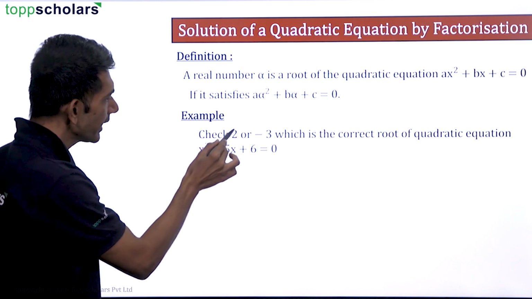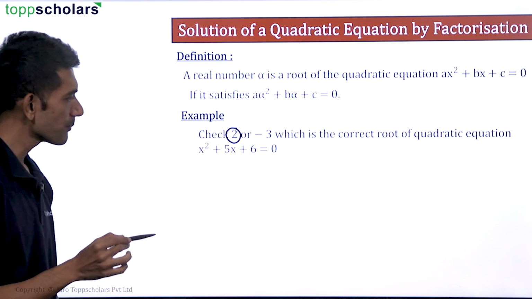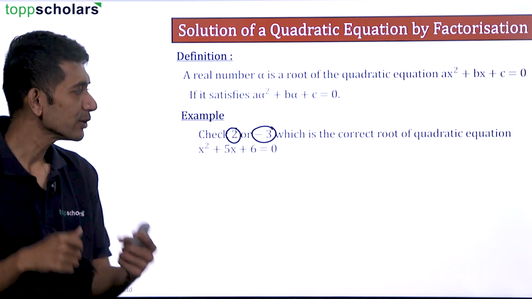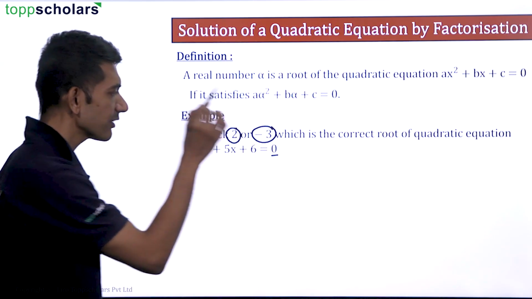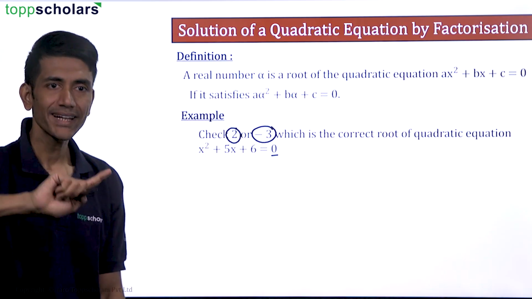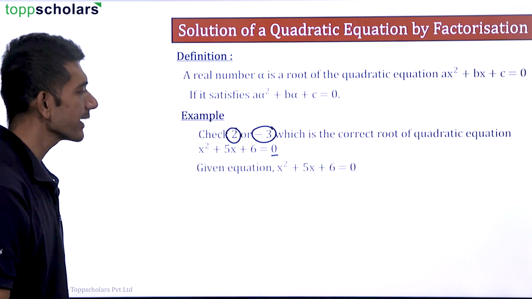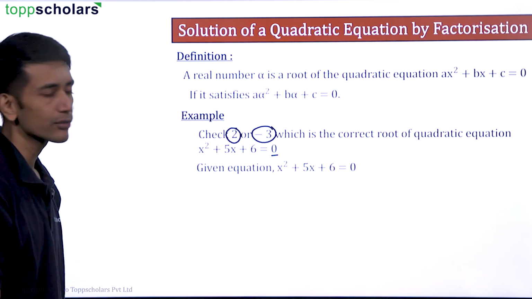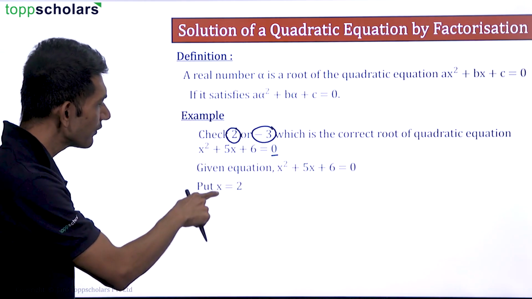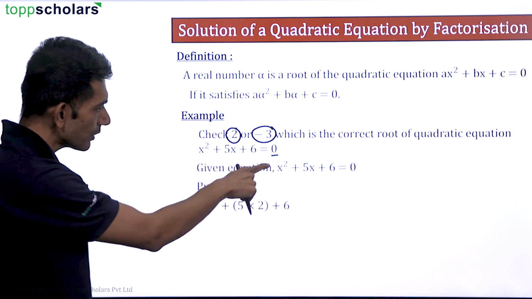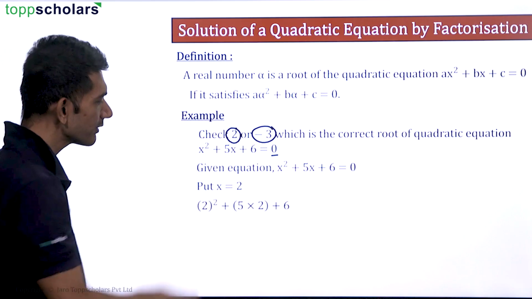So here, instead of x, you will put 2 first, and then instead of x, you will put minus 3, and you will check in which of the cases you are getting 0. So wherever you are getting 0, that is the root, correct? So the given quadratic equation is x square plus 5x plus 6 is equal to 0. Let us put the value of x as 2. So that becomes 2 square plus 5 into 2 plus 6.